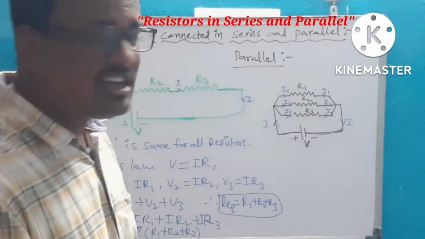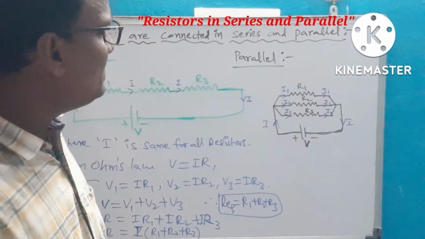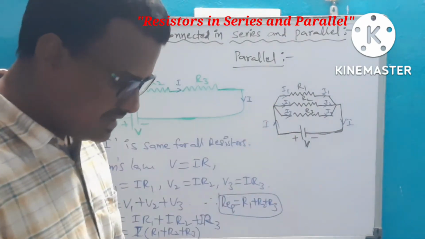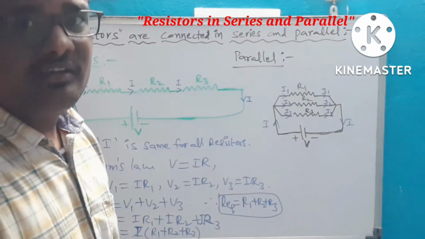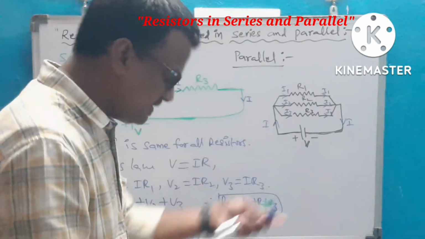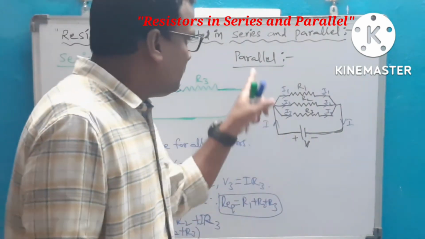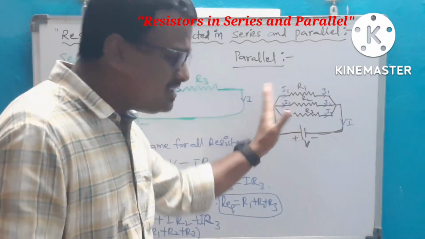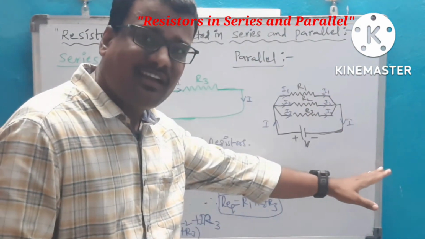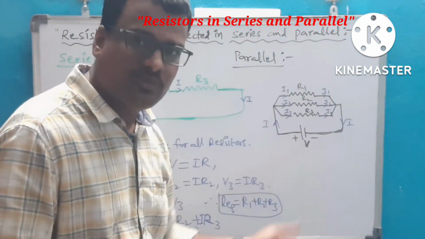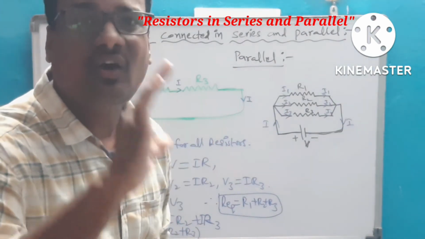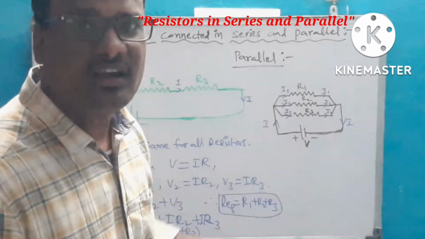So the current splits into 3 different currents because there are 3 different resistors, which means 3 different ways. That's why the current splits and passes through the 3 different resistors. But for a parallel combination, all the starting terminals are connected to the positive terminal of the battery, and all the second ends of the resistors are connected to the negative terminal of the battery. So that's why the potential is the same for all the resistors in a parallel combination.